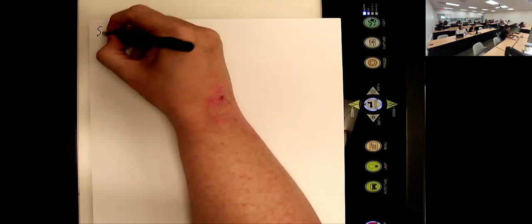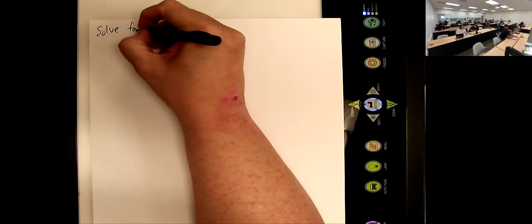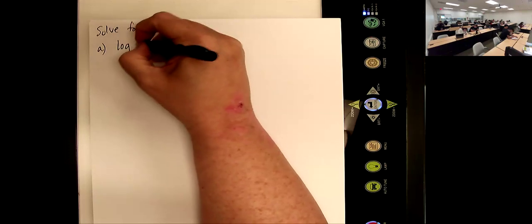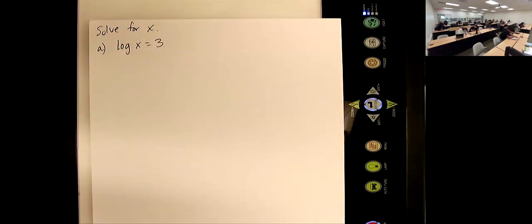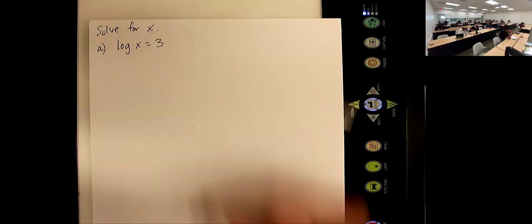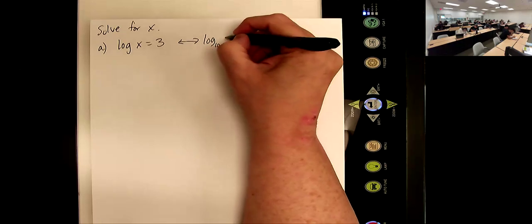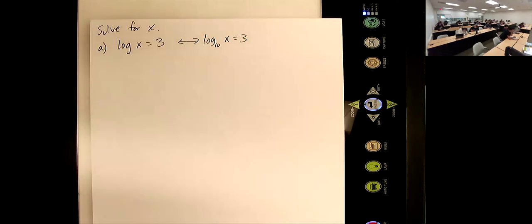So in the following problems, we're going to solve for x. And this one says log of x equals 3. This is really the same thing as log base 10 of x equals 3. There's no base written, so the base is 10.